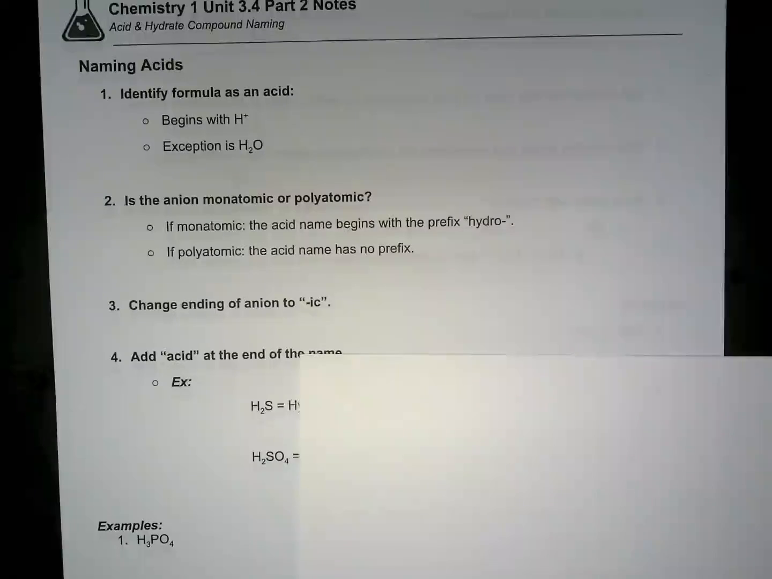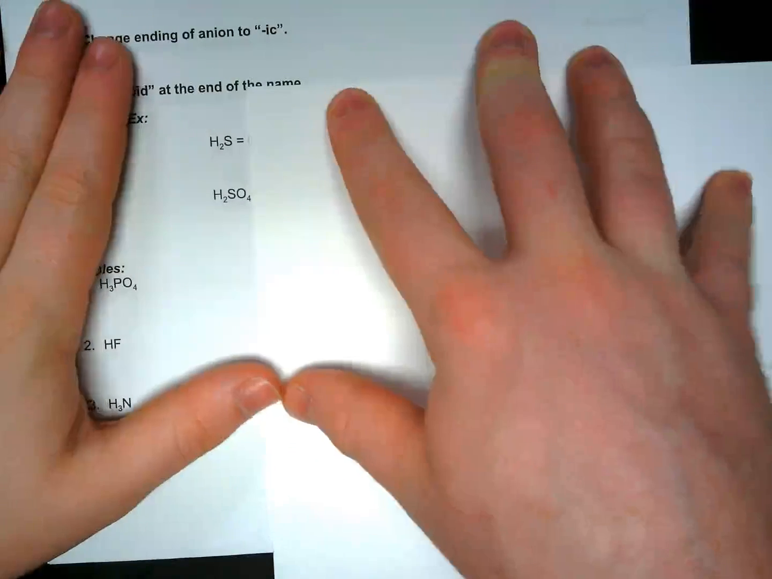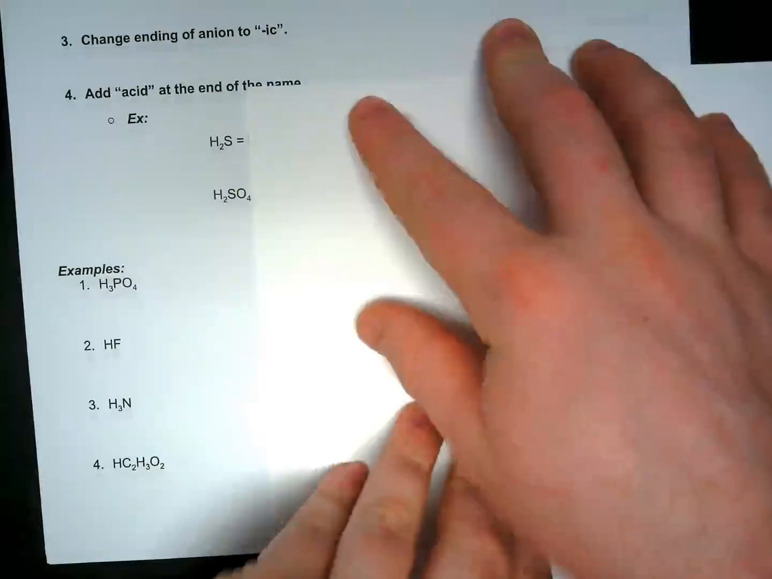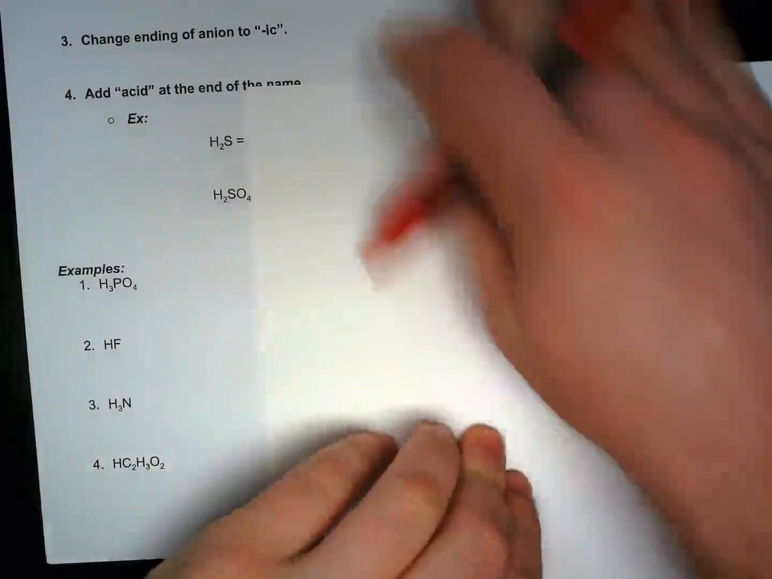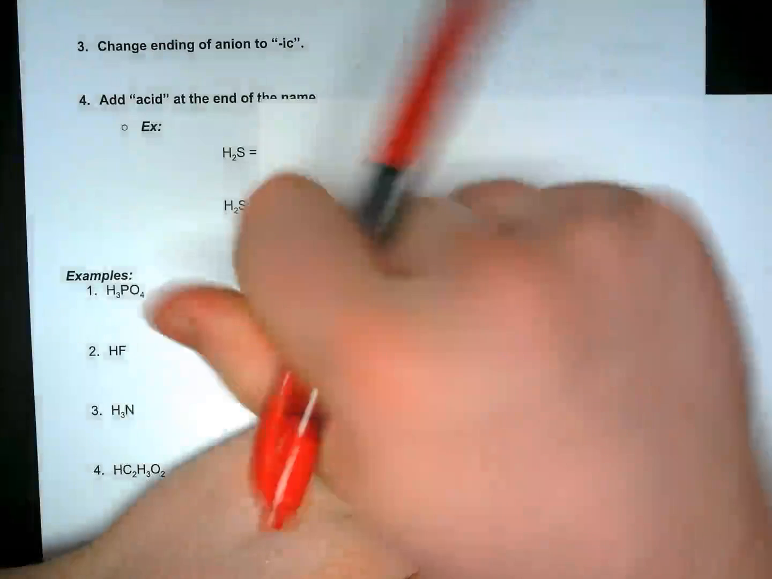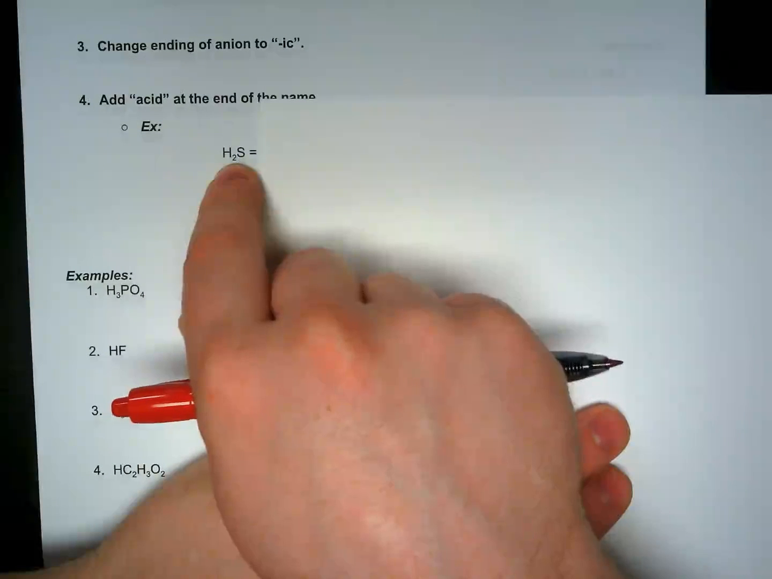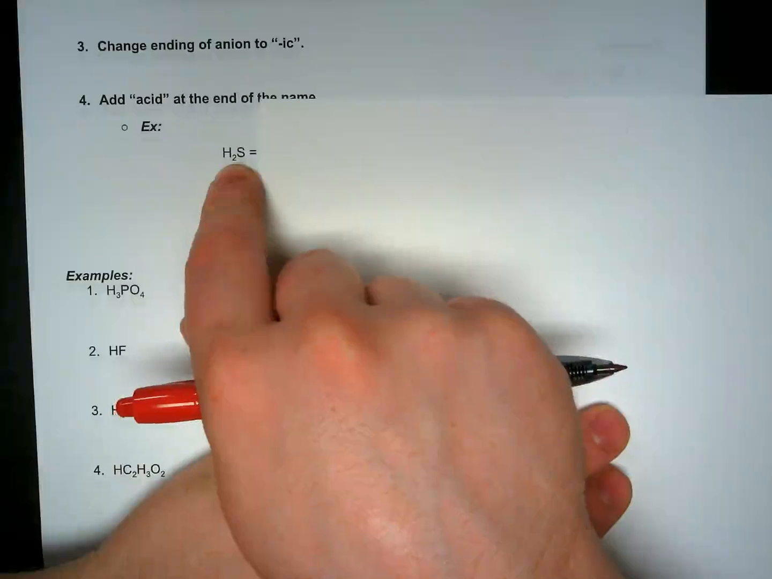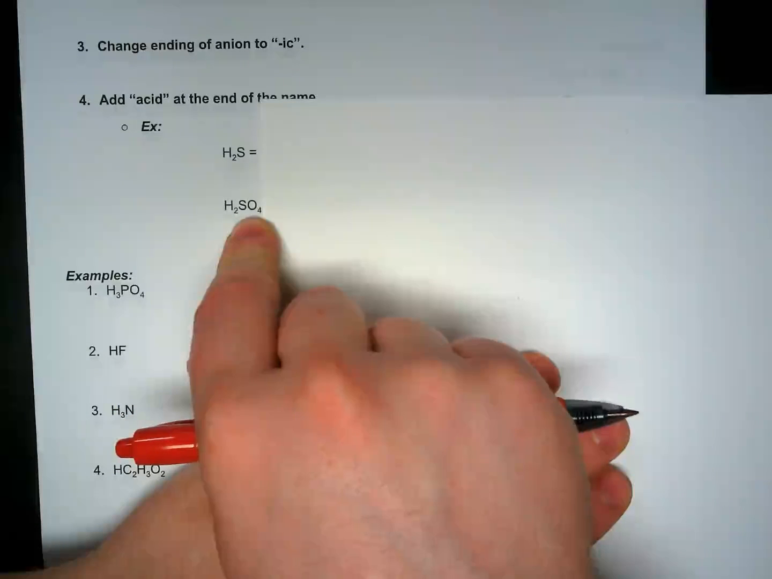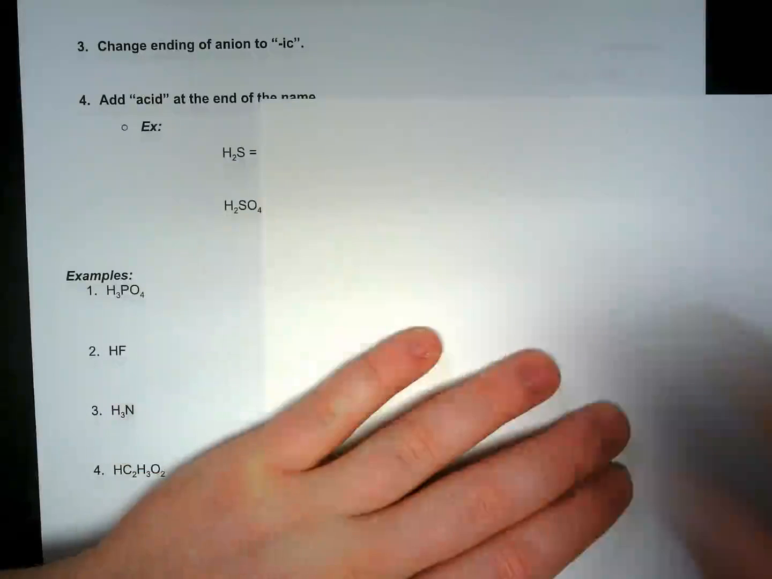So let's take a peek here at H2S and H2SO4. Let's walk through those steps. First, identify it as an acid. I can see that both of them have hydrogen at the beginning, so this must be an acid.